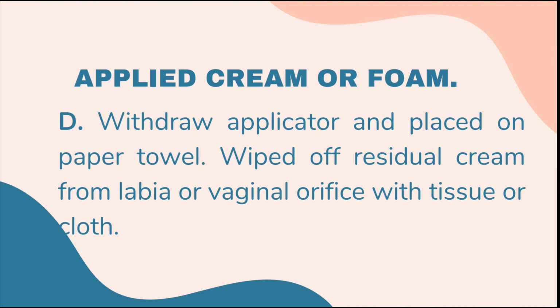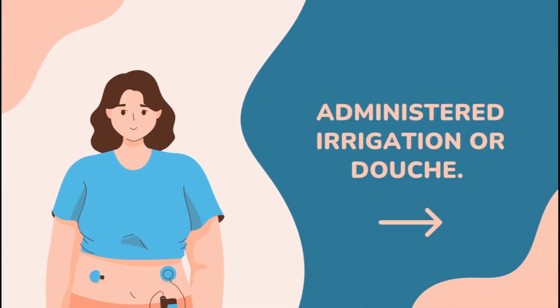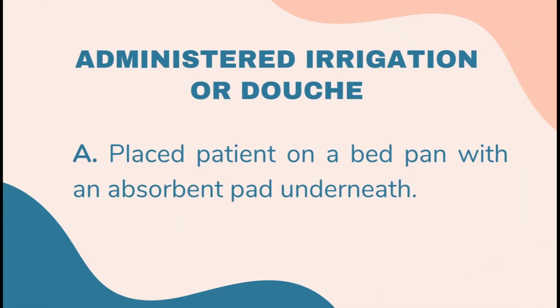Next is administering vaginal irrigation or douche. Place the patient on a bedpan with an absorbent pad underneath. Ask the patient to lie down with a bedpan and the pad to catch any liquid. This prevents spills and keeps the bed dry para ma-ensure ang comfort and hygiene.